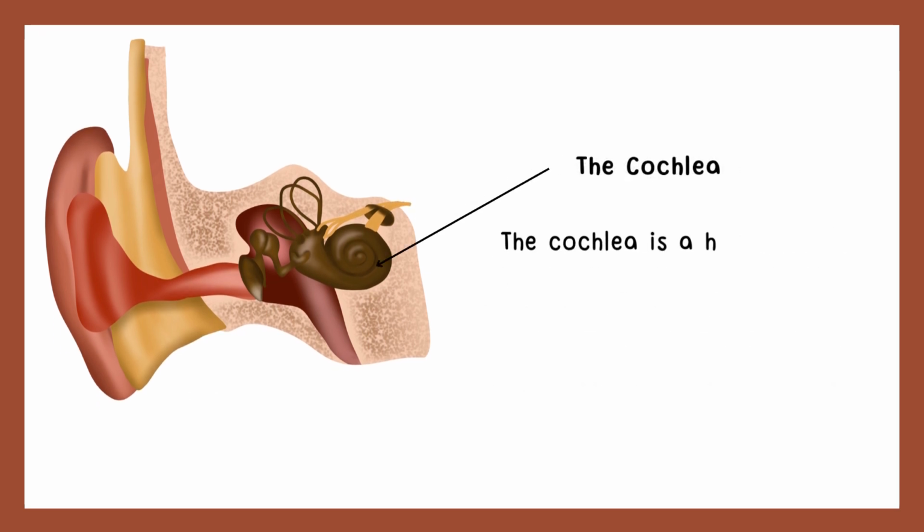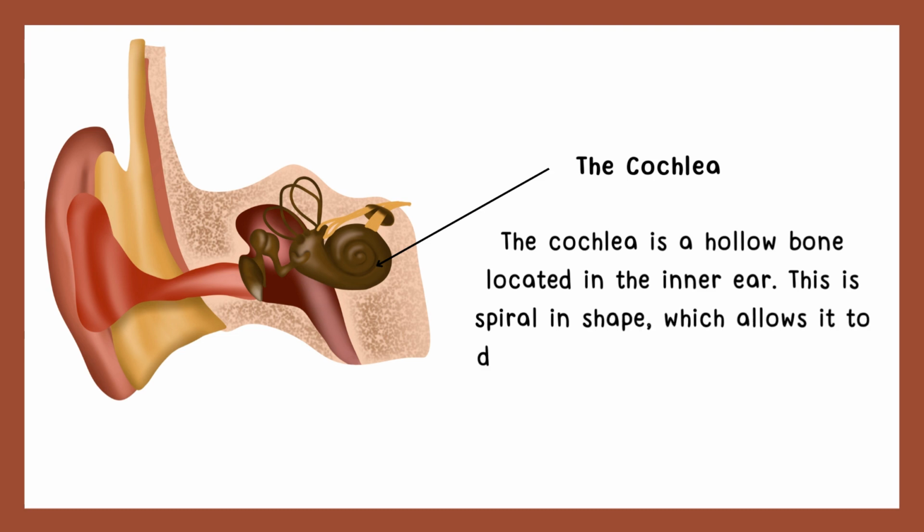The cochlea. The cochlea is a hollow bone located in the inner ear. This is spiral in shape, which allows it to detect sounds low in frequency.